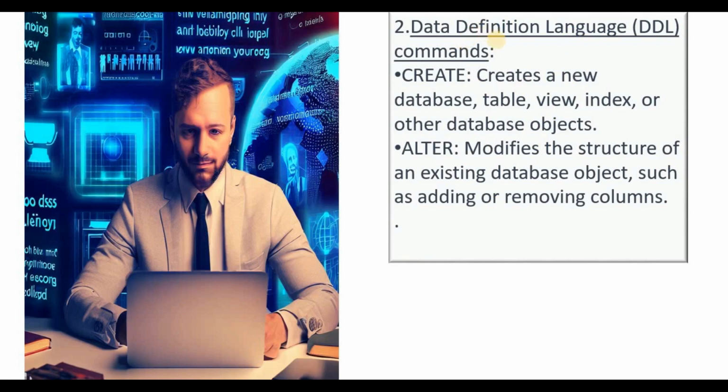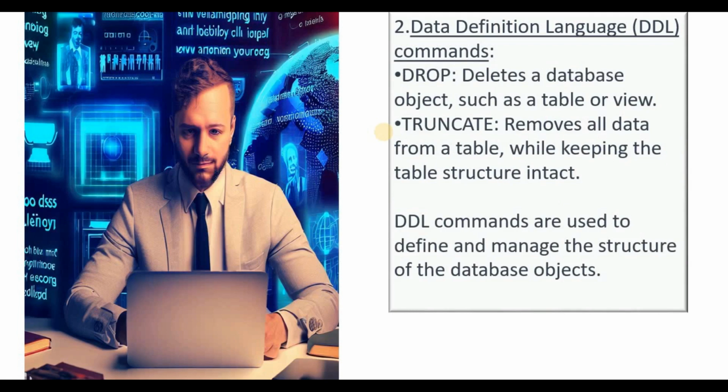So the first command in DDL is create. That we have already used, like when we create a database and a table. Next is alter. The alter command is used for modifying the structure of an existing database. So like we can add or remove a column in our database. And besides that, we have the drop command, to delete a database object such as a table or view. So this can be done with the drop command, which we can use for deleting.